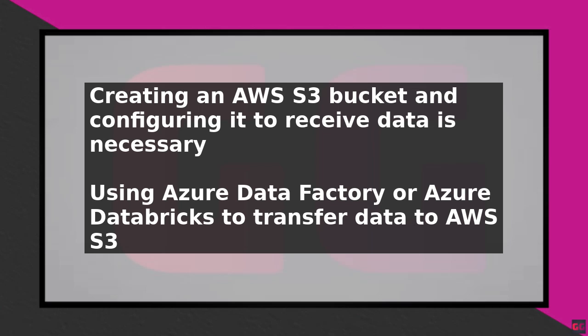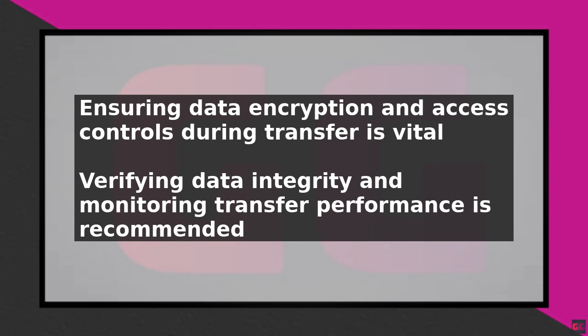to AWS S3. It is essential to consider security and access controls when transferring data between cloud platforms. You should ensure that the data is encrypted during transfer and that access to the data is restricted to authorized personnel. You can use AWS IAM roles and Azure Active Directory to manage access to the data.